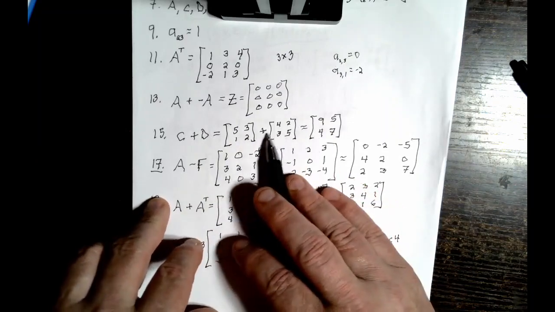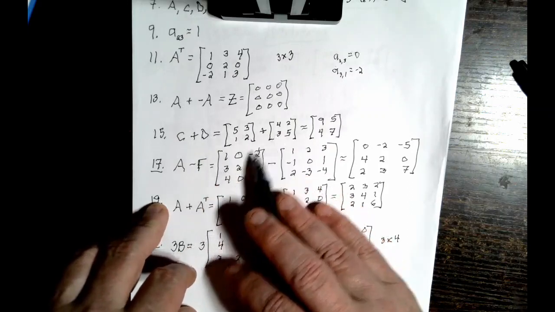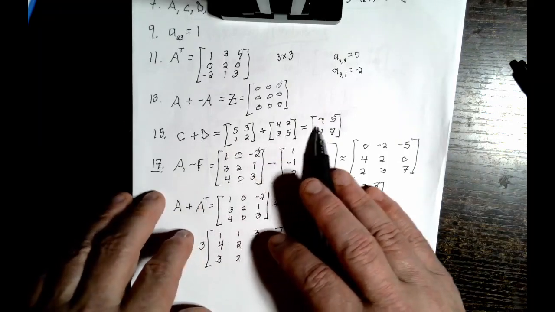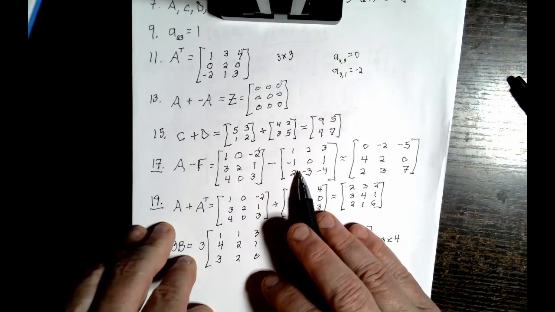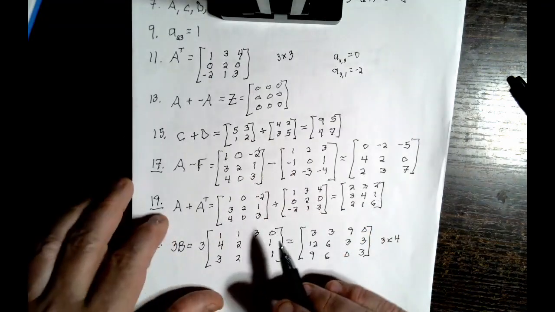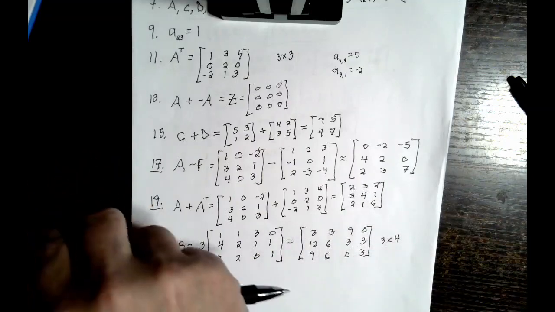When you're adding or subtracting, you must have the exact same order. The size of each matrix must match identically. So 2 by 2 plus 2 by 2 equals a 2 by 2. 3 by 3 minus 3 by 3 equals a 3 by 3. There are some questions where you can't do them because the order doesn't match. You want to watch out for that.